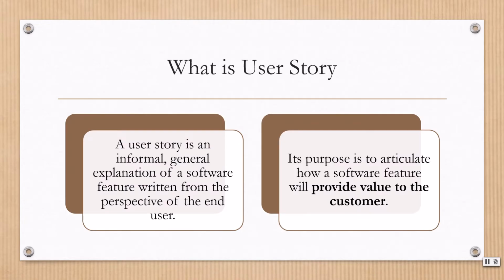Firstly, what is a user story? A user story is an informal, general explanation of a software feature written from the perspective of the end user. So remember, the end user. The purpose is to articulate how a software feature will provide value to the customer. So remember, a user story needs to show something that we can see provides value to the customer.